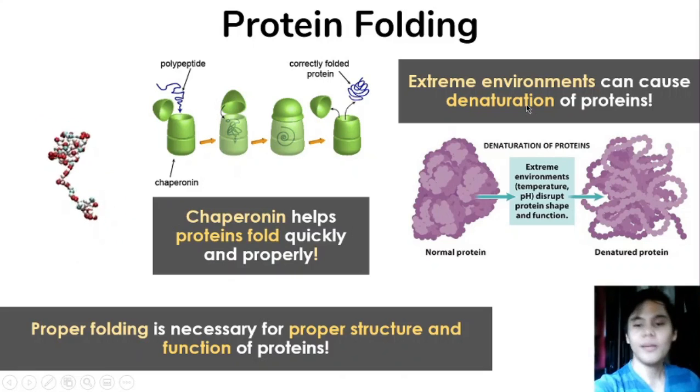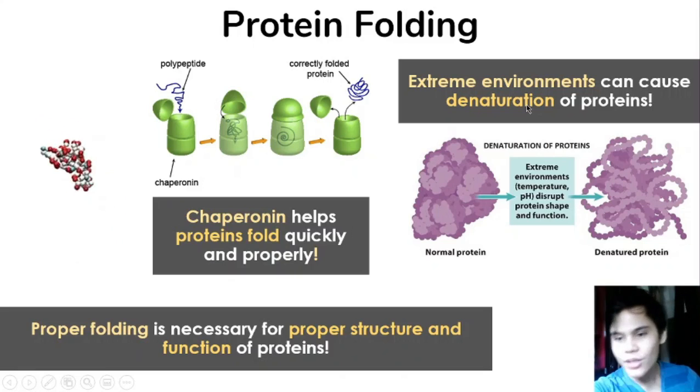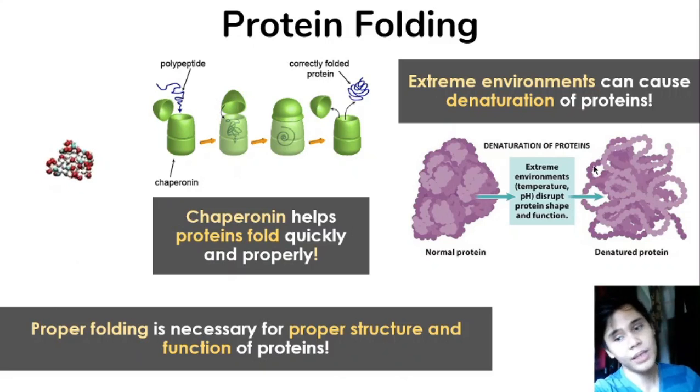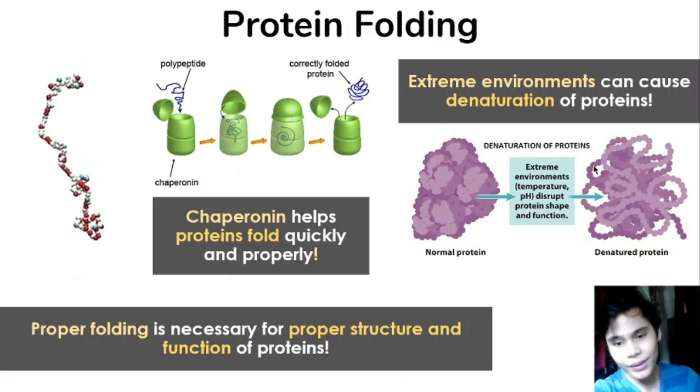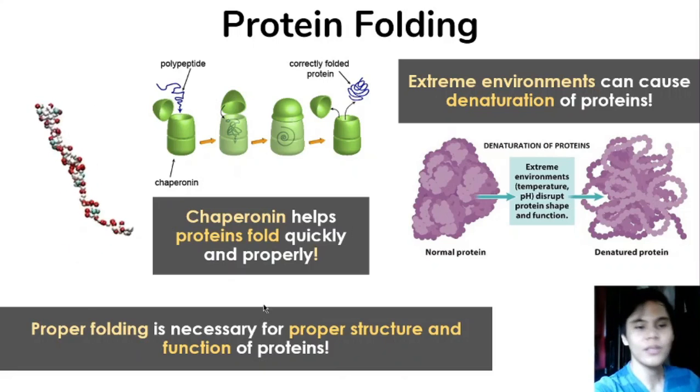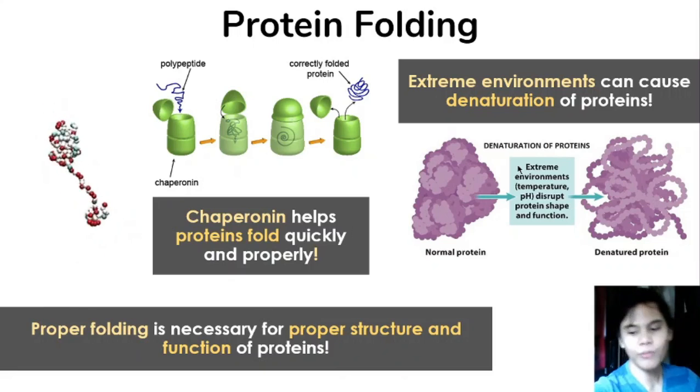Extreme environments, on the other hand, can cause denaturation of proteins, meaning if you cook them in high heat, or if you freeze them in very low heat, or if you have extreme pH levels, you can mess up the folding of your protein and destroy their proper folding. So again, proper folding is essential for how it functions, and denaturation messes up that folding.